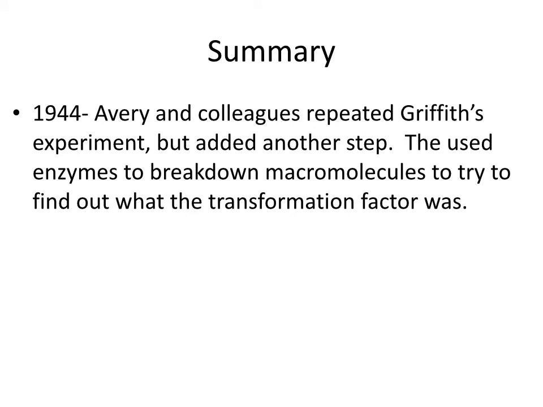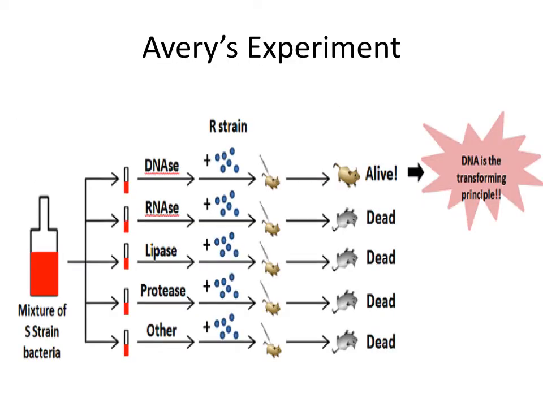In 1944, Avery and his colleagues repeated what Griffith did in his experiment, but added an additional step. They used enzymes to break down all the macromolecules, except for one, to try to find out what the transformation factor was. So this is Avery's experiment.